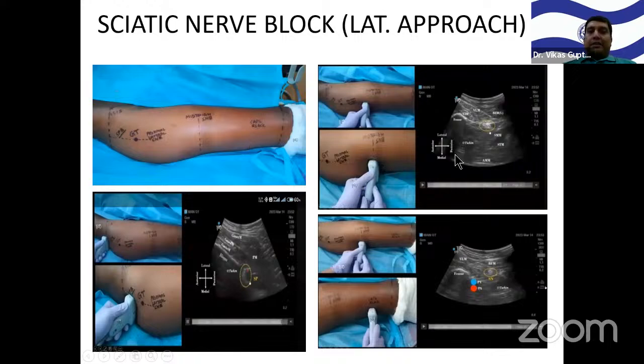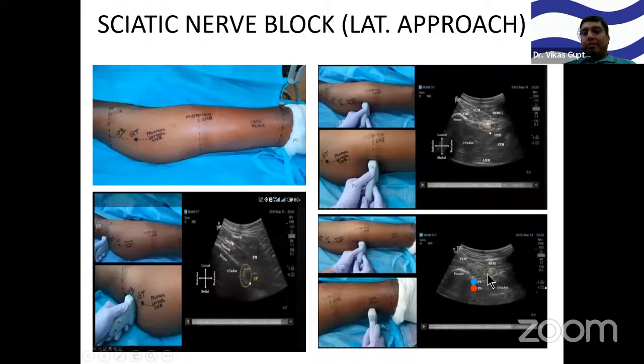So in mid thigh, you have to identify this. This is your sciatic nerve. So we have to identify the femur, and just lateral to the femur there is the sciatic nerve. In the CAPS block also, you have to identify the femur. There are the popliteal vein and the popliteal artery, and then the vastus medialis and vastus lateralis muscles. Then identify the sciatic nerve, and we will go in-plane from medial to lateral, and we will deposit our drug near that sciatic nerve.